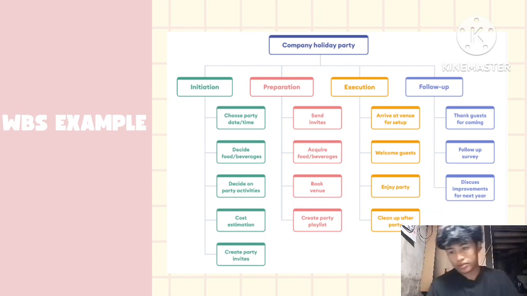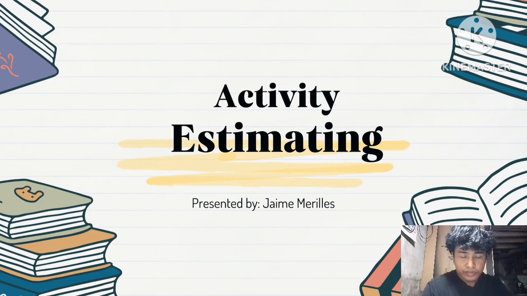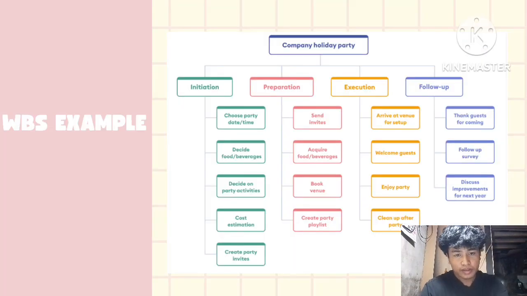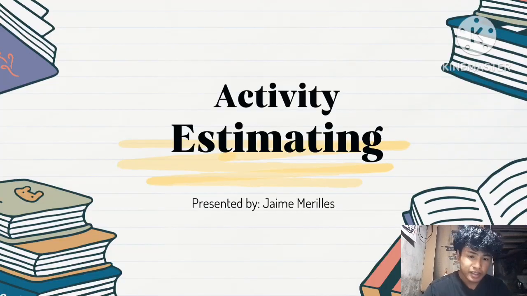So here's an example of one WBS. You can see the company holiday party: organization, preparation, execution, follow-up. So that's an example of a WBS.